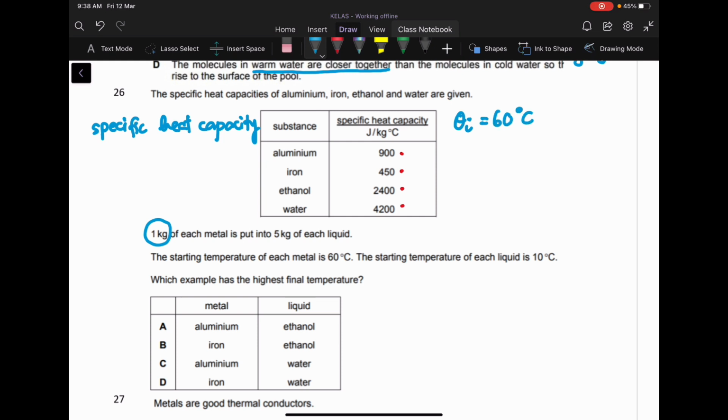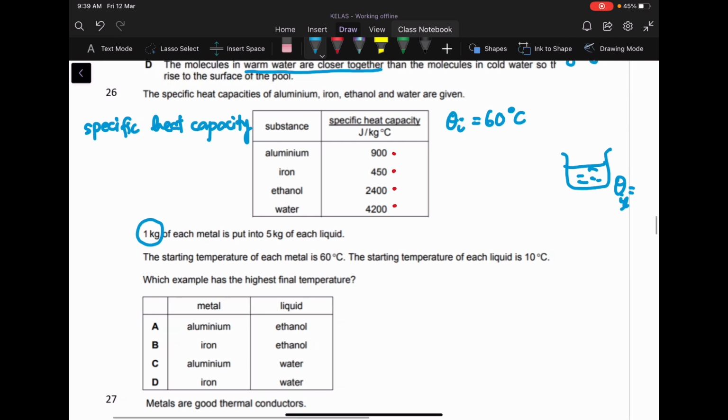The starting temperature of each liquid is 10. So we have liquid here. So the initial liquid temperature is 10 degrees Celsius. Which example has the highest final temperature? So highest final temperature means it wants to tell us the temperature change is high.